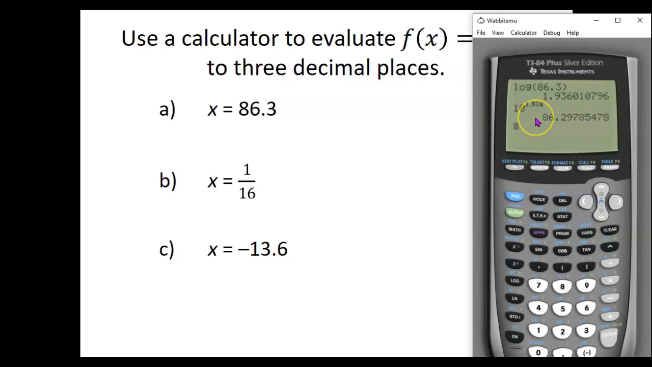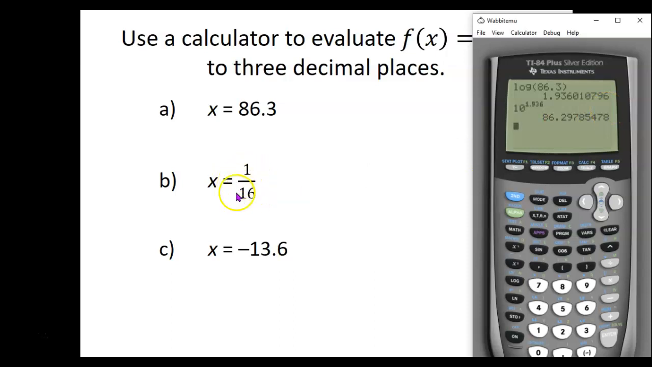Now, even without the calculator, I could have told you that the answer was going to be somewhere between 1 and 2. Because I know that 10 to the 1 power would just be 10, and 10 to the 2 power would be 100. So to raise 10 to a power and end up with a number like 86.3 that's between 10 and 100, the exponent would have to be something between 1 and 2. And it turns out that it's 1.936, and so on.